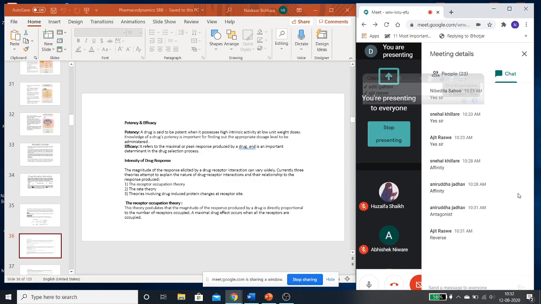So the speed with which they reach the driving seat, and the ease with which they open the driver's seat door, that is what we call affinity. Those who can do it fast have higher affinity. Okay. Then what about the efficacy?